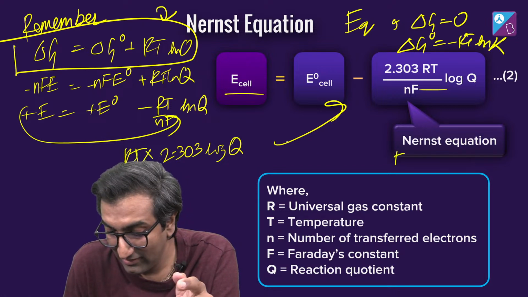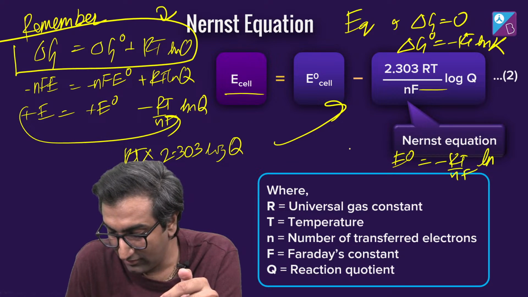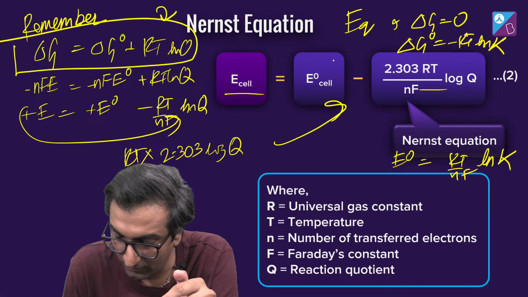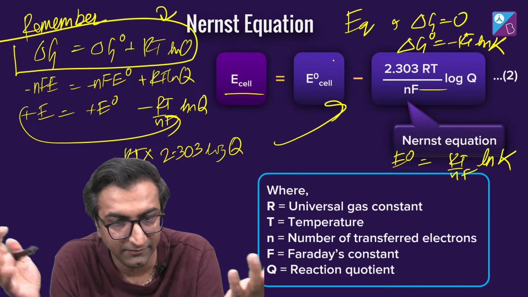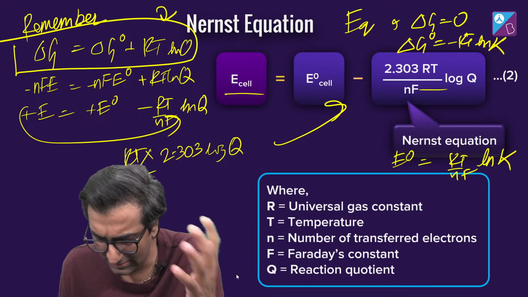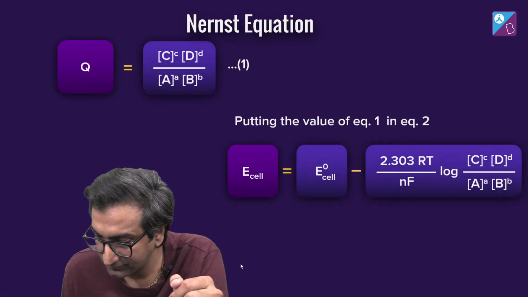And E naught will be equal to minus RT by NF ln K. But this won't be minus now, it will become plus because two minuses make a plus. Okay, that's it. That's the crux of the Nernst equation. Now using this we'll solve questions. Let's do that, we will solve questions now.